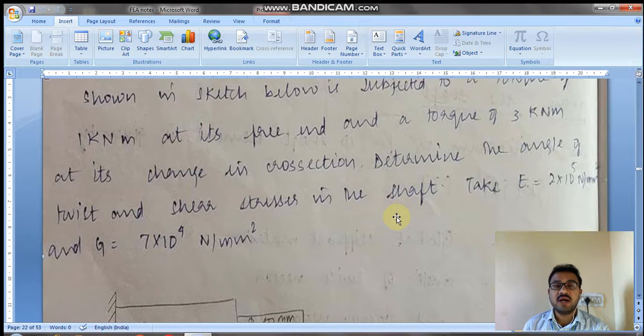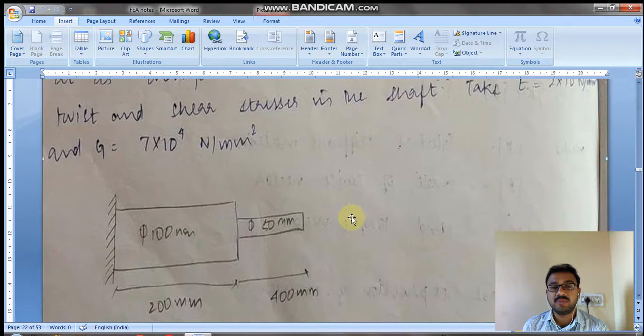Unlike the bar problems, usually in shaft problems we will be finding the angle of twist and shear stresses. But the methodology we followed for solving the bar problems remains the same for shaft problems. The material properties given are Young's modulus 2 into 10 power 5 Newton per mm square and the rigidity modulus G equal to 7 into 10 power 4 Newton per mm square.